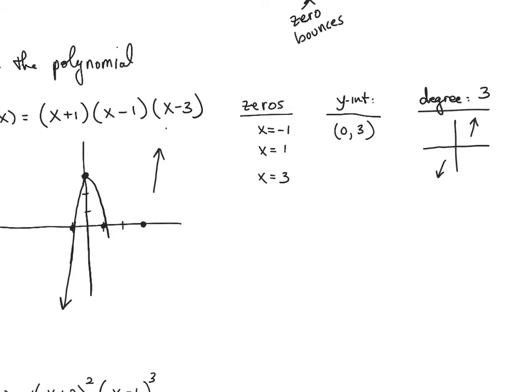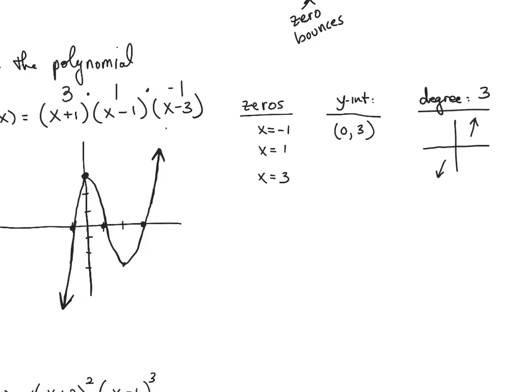So if I plug in a 2 for x, 2 plus 1 is 3, 2 minus 1 is 1, and then 2 minus 3 is negative 1. So when x equals 2, I'm all the way down to negative 3. So I know I'm going to come down to negative 3, and then I can turn back up across the x-axis there and connect up with that side of the graph to produce the full graph.